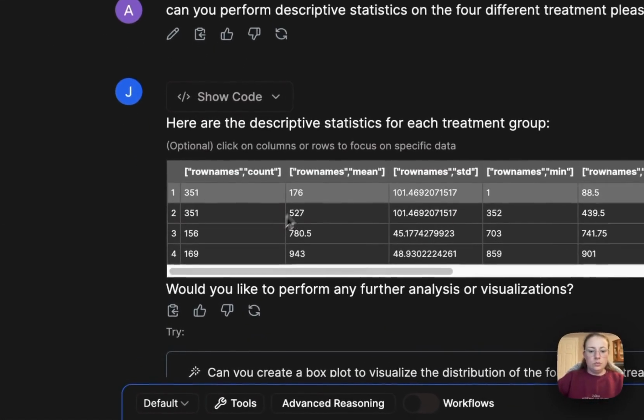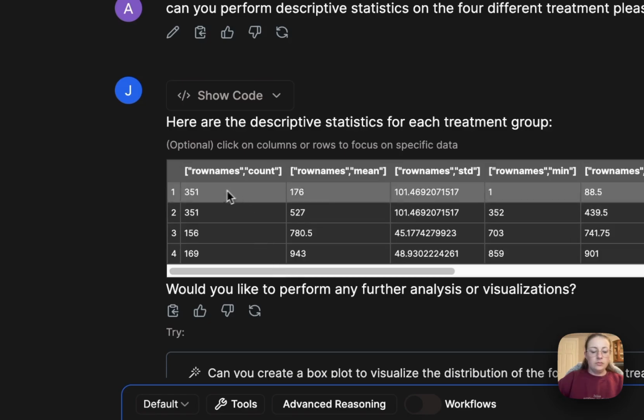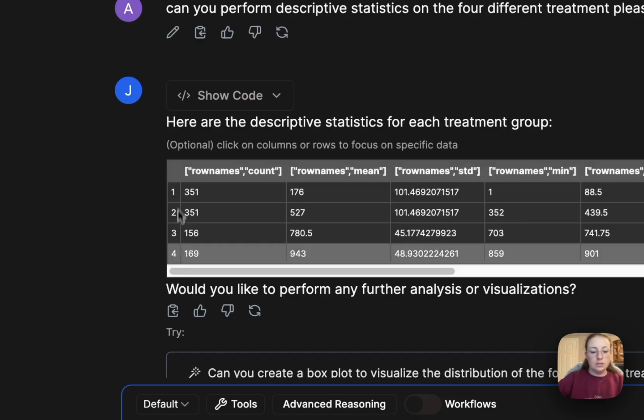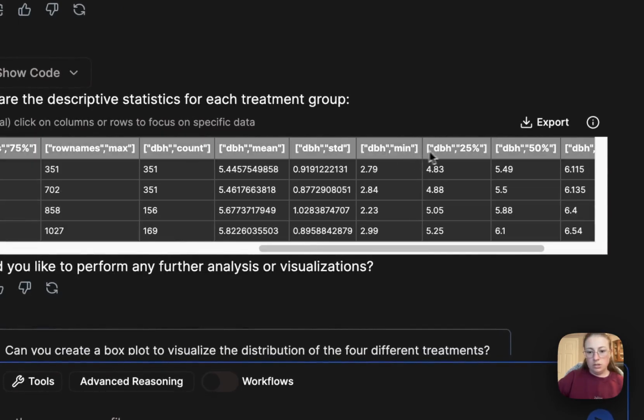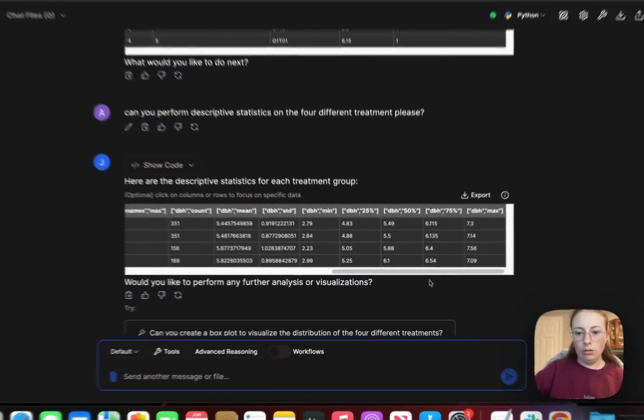So as you can see, we have our descriptive statistics for treatment 1, 2, 3, and 4. We do have different sample sizes, which is okay. It's just sometimes the nature of our data. We have our count, our mean, DBH min, DBH max, all of that.